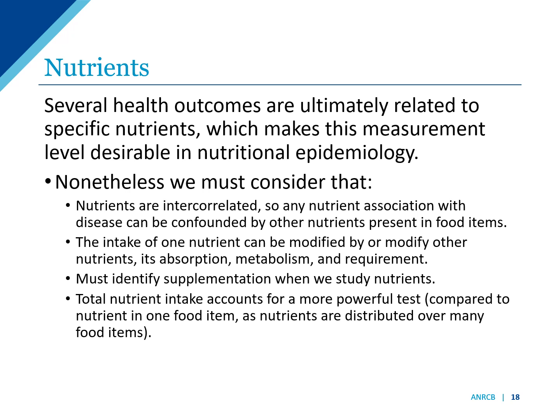On a nutrient level, there are several health outcomes that are ultimately related to specific nutrients. So this measurement level can be very desirable in nutritional epidemiology. However, we do have to consider that nutrients are often intercorrelated. So any nutrient association with disease may be confounded by other nutrients present in the food items. And also that the intake of one nutrient can be modified by or modify other nutrients, its absorption, metabolism, and the requirement of that nutrient.